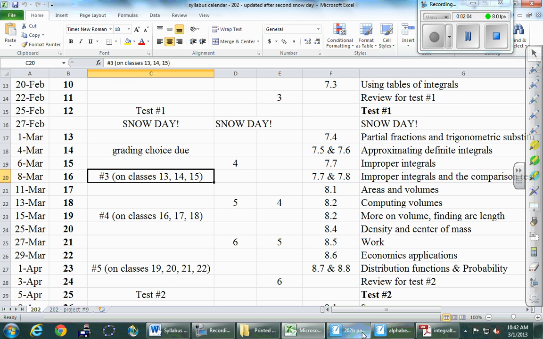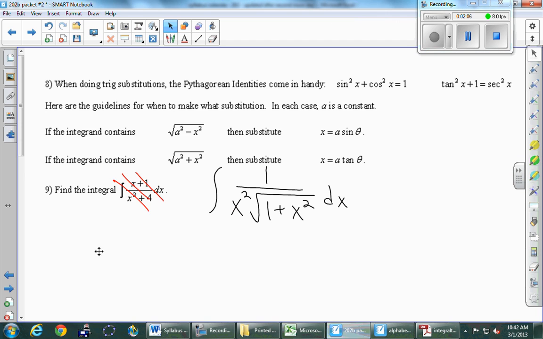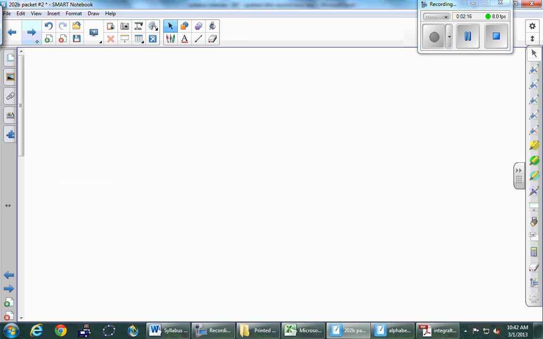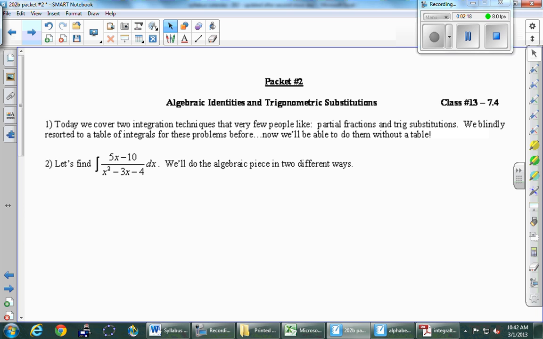All right, so let's come back to here. And if you open to page 1, you'll see a reference sheet that you're going to bring with you on the quiz and on the test. It has to do with the stuff we are looking at today. But let's go ahead and jump ahead to page 3. And we will start. Who's on page 3? Alex, can you read number 1?